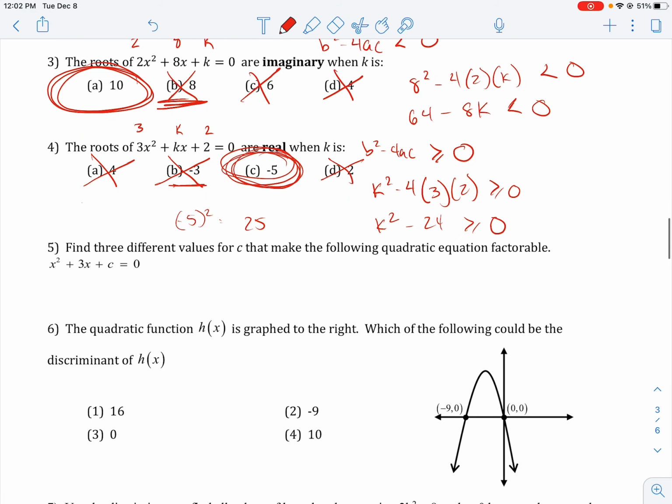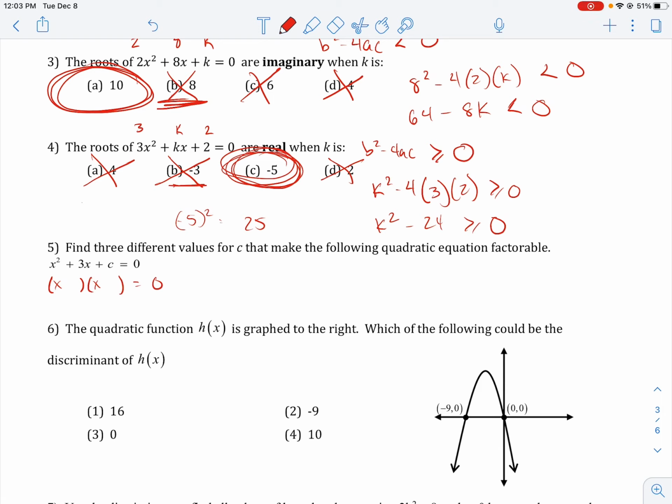Number 5. Find 3 different values for c that make the following quadratic equation factorable. What we're looking for here is what value of c will allow for us to factor this problem. What I mean by factor is that we're going to get x plus something in parentheses. So we're looking for a nice value for c.